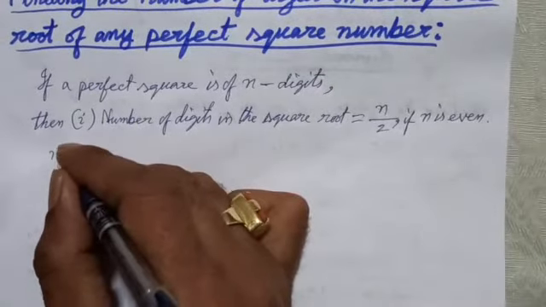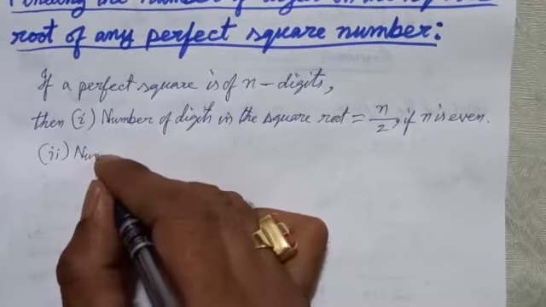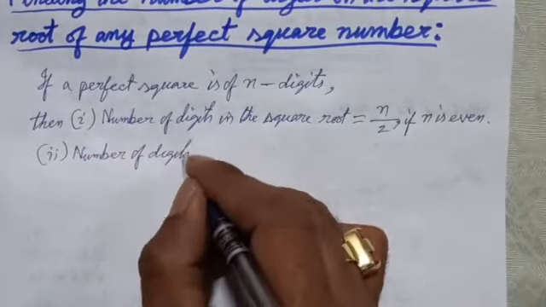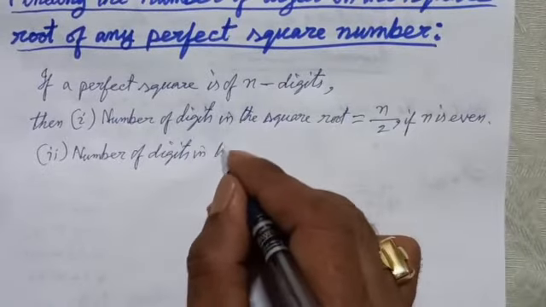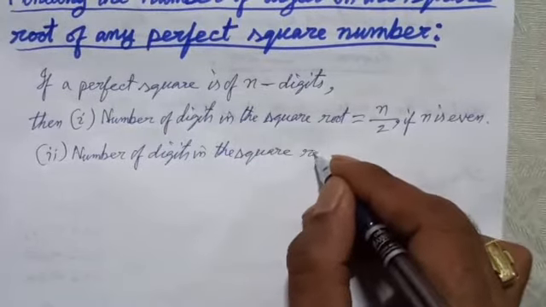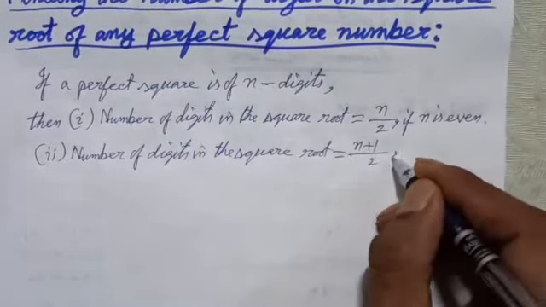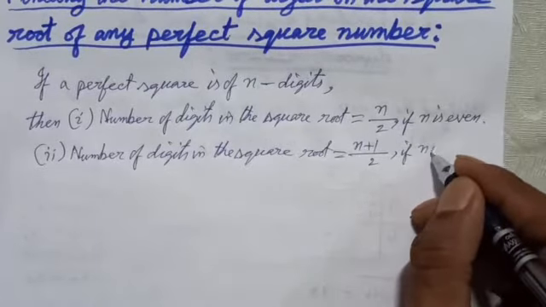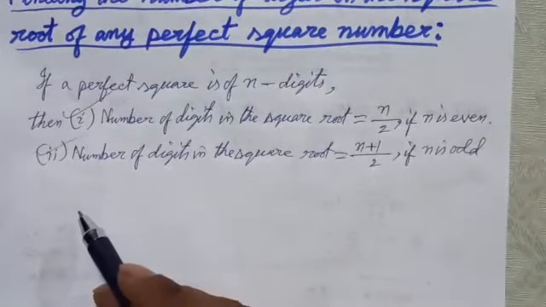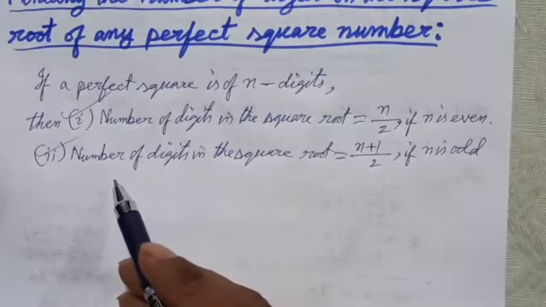Roman number 2, number of digits in the square root is equal to n plus 1 by 2 if n is odd. These two are the formula to find out the number of digits in the square root of any perfect square number.